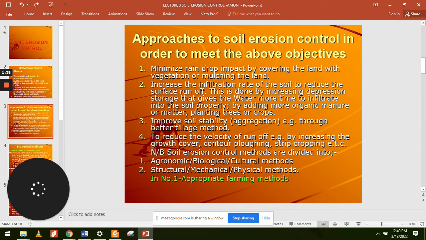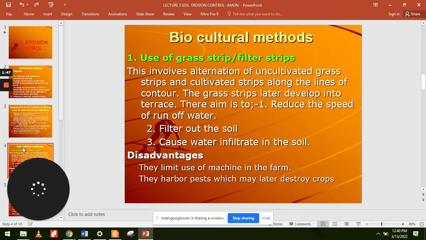Soil erosion control can be divided into various methods: biological methods, structural methods, physical methods. Today we are going to learn about biocultural methods of soil erosion control. And one is by use of grass strips or filter strips.